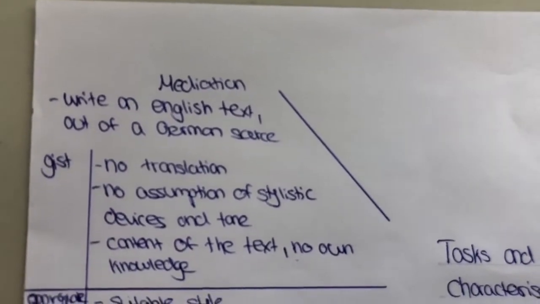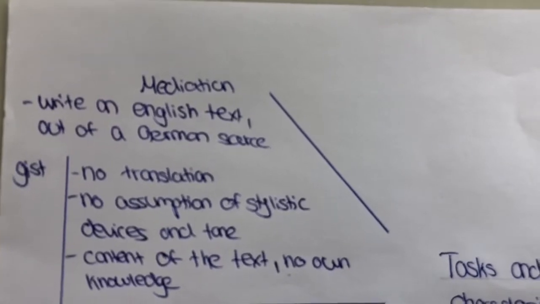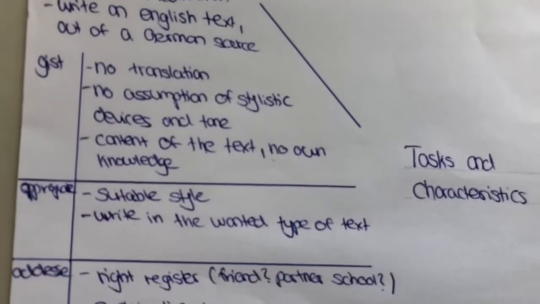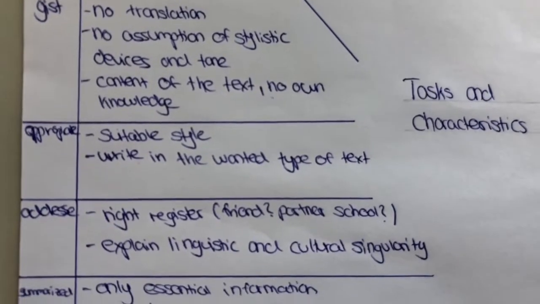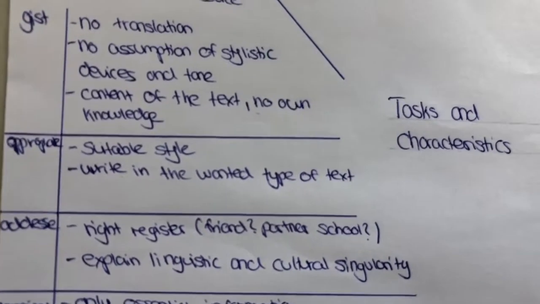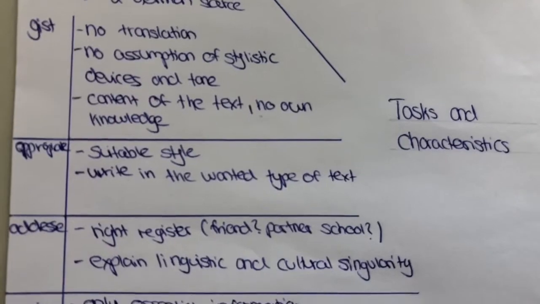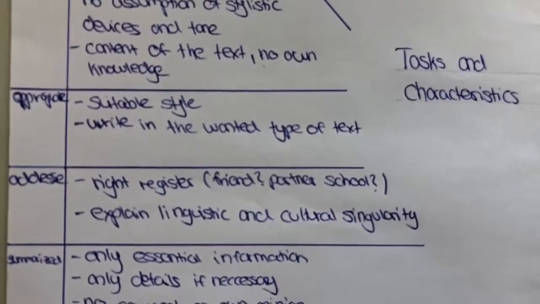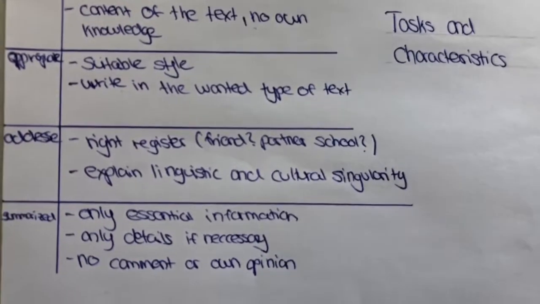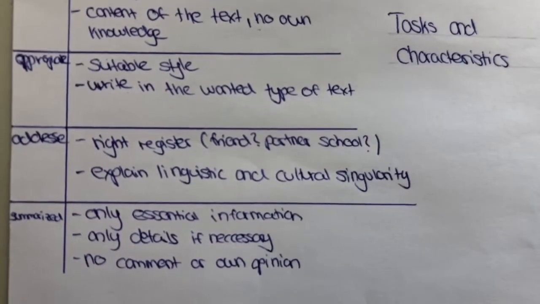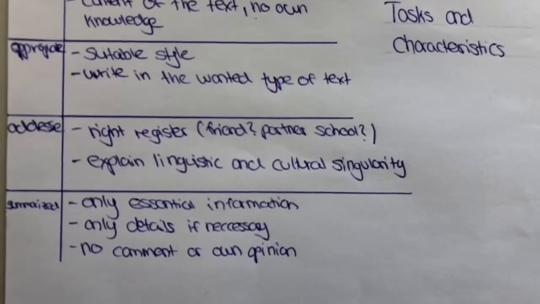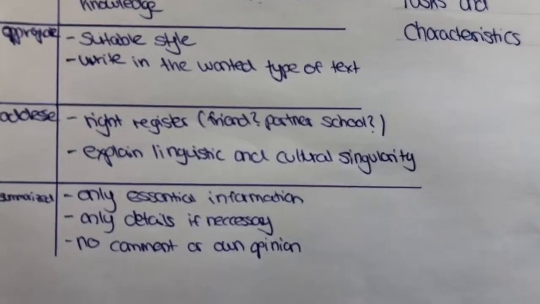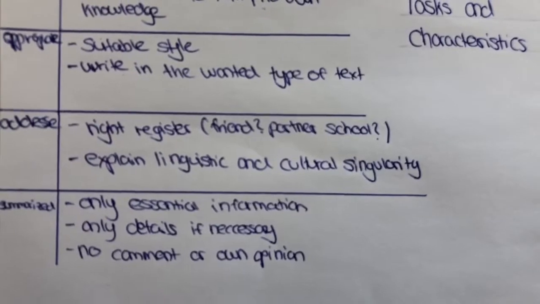You should use a suitable style and write the sort of text you want to. Make sure that you find the right register and explain linguistic and cultural similarities, because foreign students or persons won't understand them without explanation. The mediation is also a bit like a summary, so only use essential information and give details only if they're necessary. Don't comment on the text and don't give your own opinion.